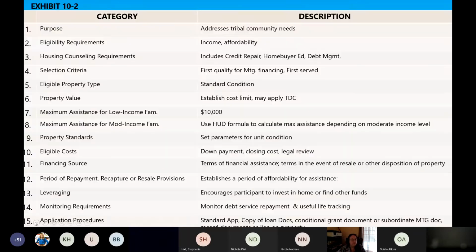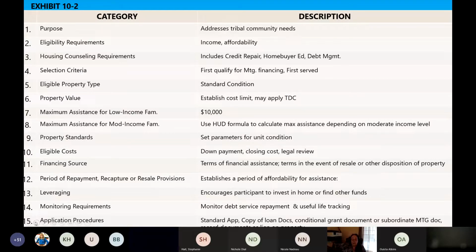Okay. So your categories: the purpose to address your tribal community needs, your eligibility requirements, your income and your affordability, your housing counseling. Are you going to require that? Could include credit repair, home buyer ed, debt management. Your selection criteria: first qualify for the mortgage, the financing. First served in line is how you're going to do it. Eligibility property type, as long as it's in standard condition. Your property value. Established cost limit.